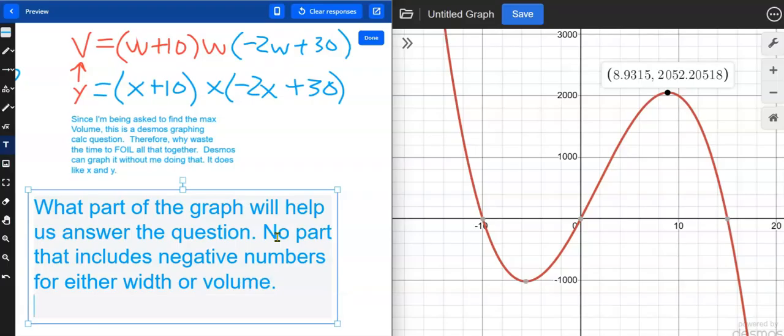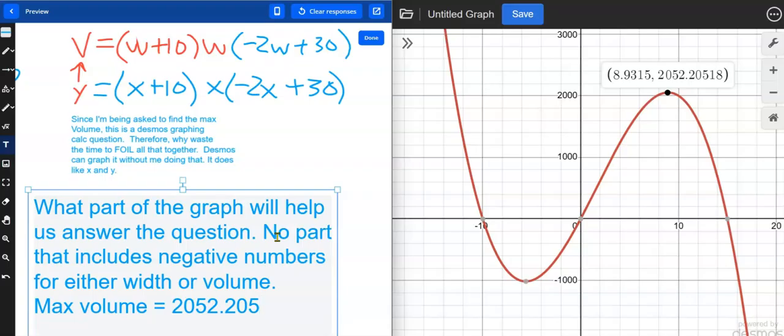So, what are we looking at? The max volume is 2052.205. Now, obviously, I'm rounding to the thousands, but we would find the max volume. Now, when does that happen? If the width is 8.932, something like that, if you want to round to the thousands there.